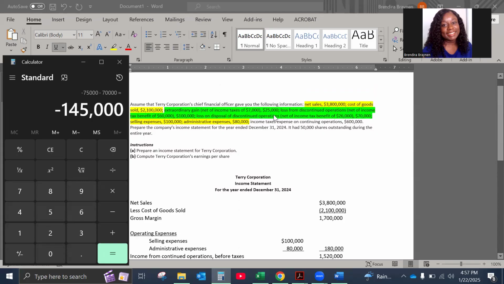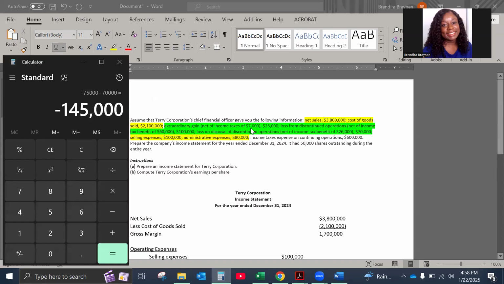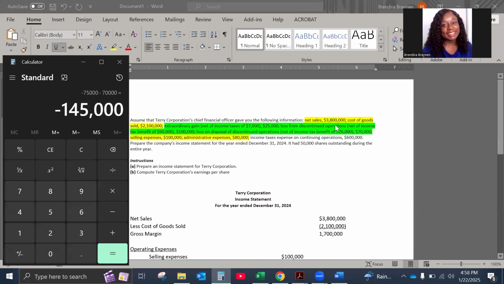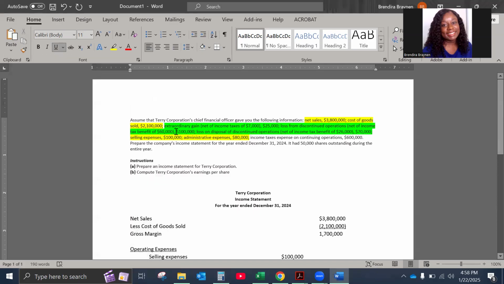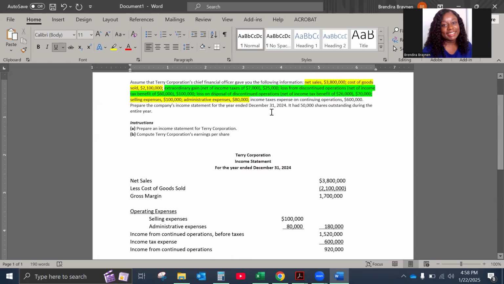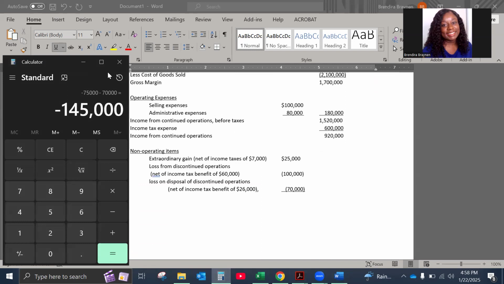Let's make sure. I know something was wrong. We should have 70 and 80. So where did I get these numbers from, guys? I really don't know. This one here is 25,000. And this is why we've got to pay attention. 100,000, and then we have 25 and 70. Okay, so I am right. I just wanted to check. So that's correct.